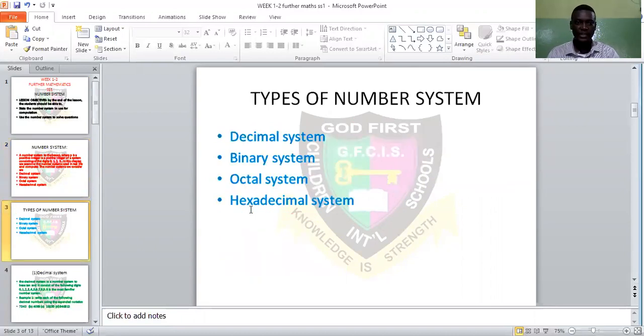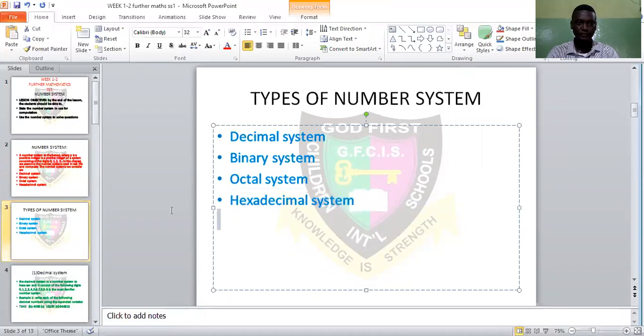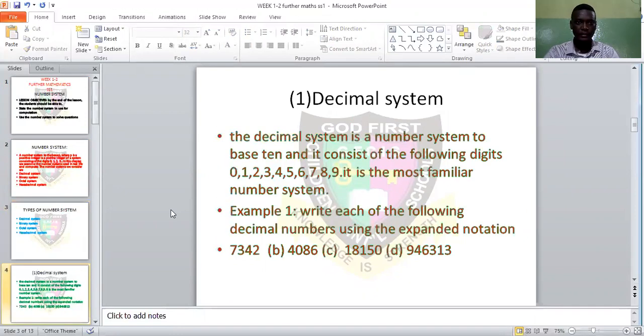Now, types of number system. We have the decimal system, the binary system, the octal system, and the hexadecimal system. In case you didn't get me the first time, decimal system is base 10, binary system is base 2, octal system is base 8, hexadecimal is base 16. Now, decimal system. The decimal system is a number system to base 10, and it consists of the digits 0 to 9. It is the most familiar number system.